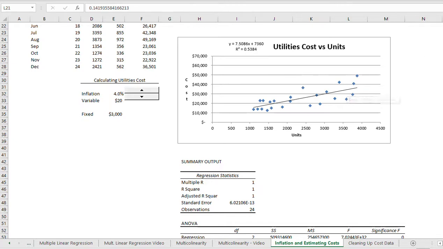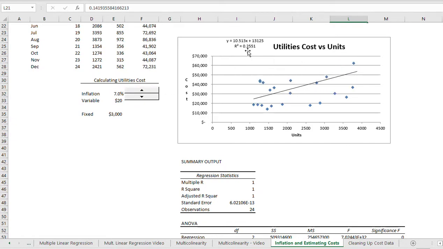One of the things I have built into our cost data is an inflation rate. This inflation rate, extreme for our example here, is 4% per month. And we can see what happens to the dispersion of our data points around our line as we increase the inflation rate from 4% to 5% to 6% to 7%.